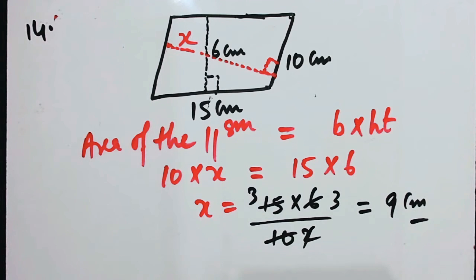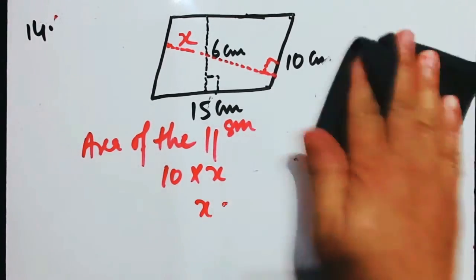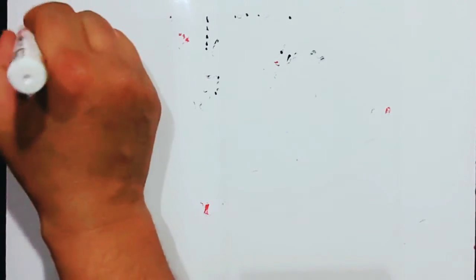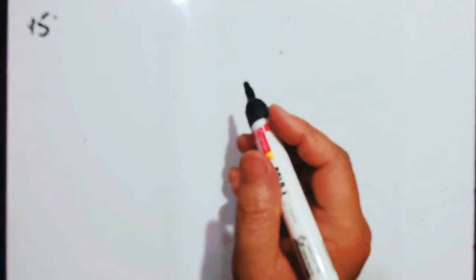All measurements are given in centimeter, so naturally it will be 9 centimeter only. Come to number 15, and I hope 15 is a little different from the others. Number 15 says, the area of a rhombus is 84 centimeter square. This is our last sum right now. The area of a rhombus is 84 centimeter square and the perimeter is given as 56 centimeter.